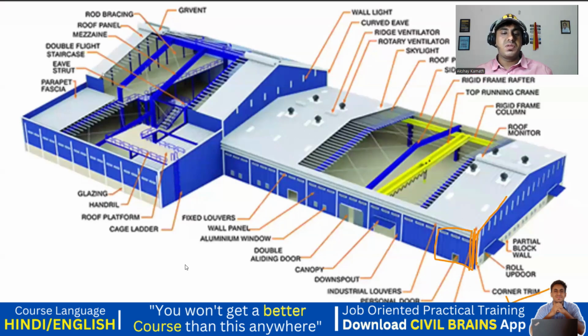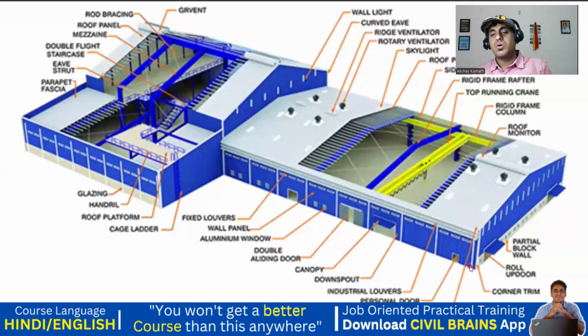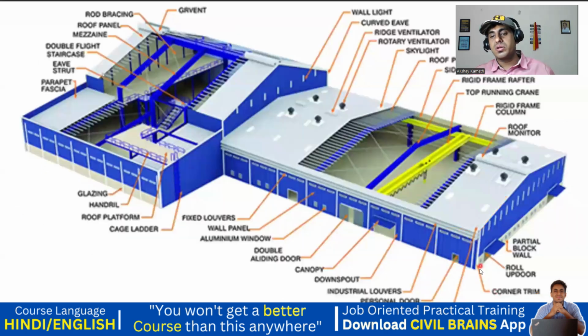Similarly, in the previous slide, it was a trim only, but it was provided at the gable end, so that is why it's called gable trim. Here it is called a corner trim. Suppose one trim was provided here, then we would have called it a corner trim. This is a roll up door. This is a partial block work. This has been done.